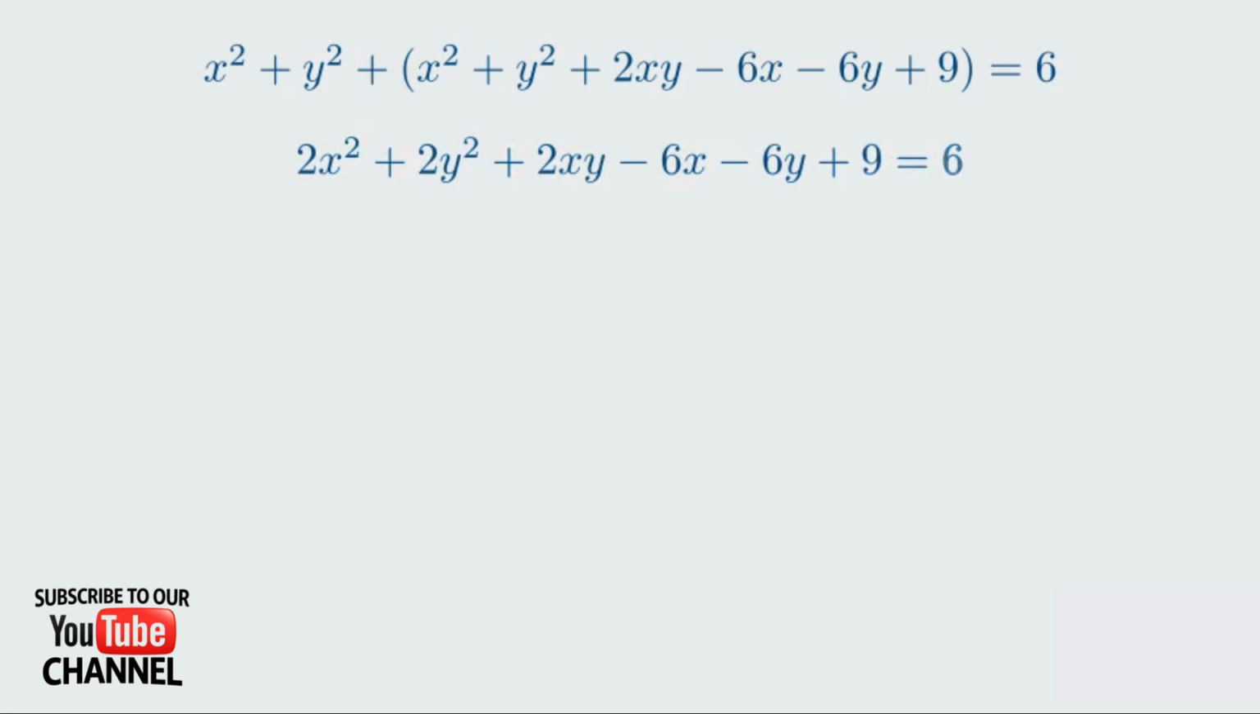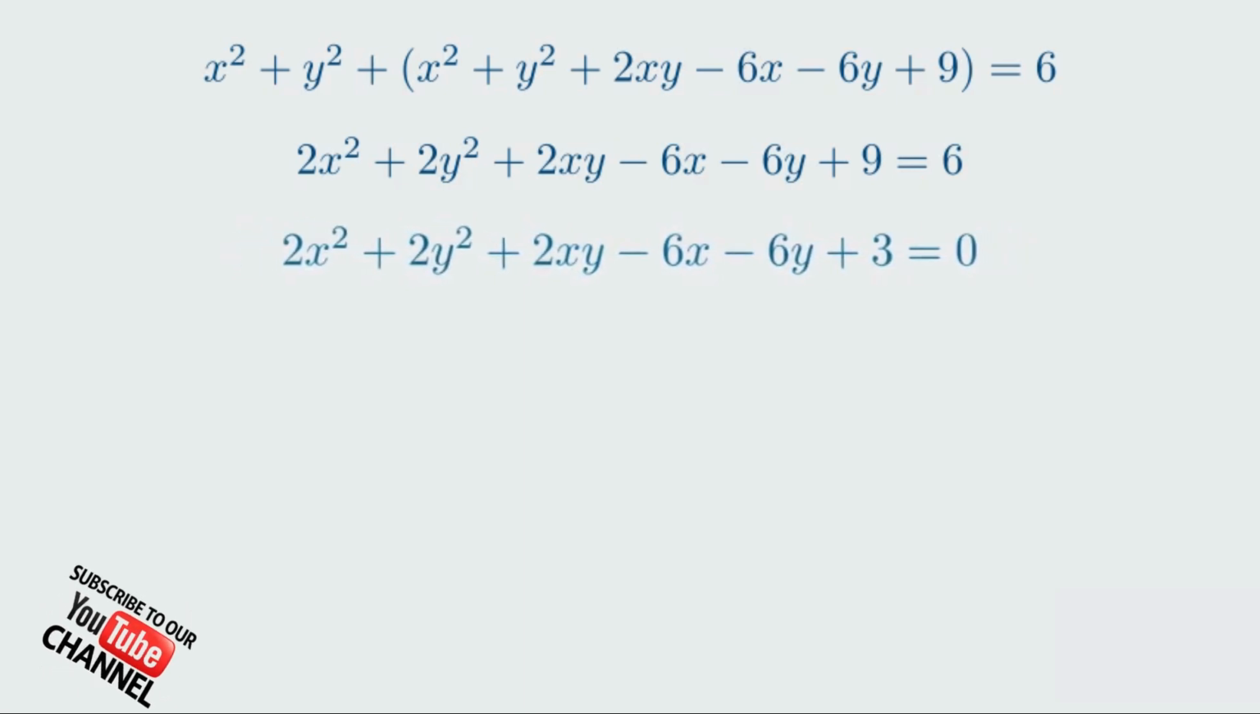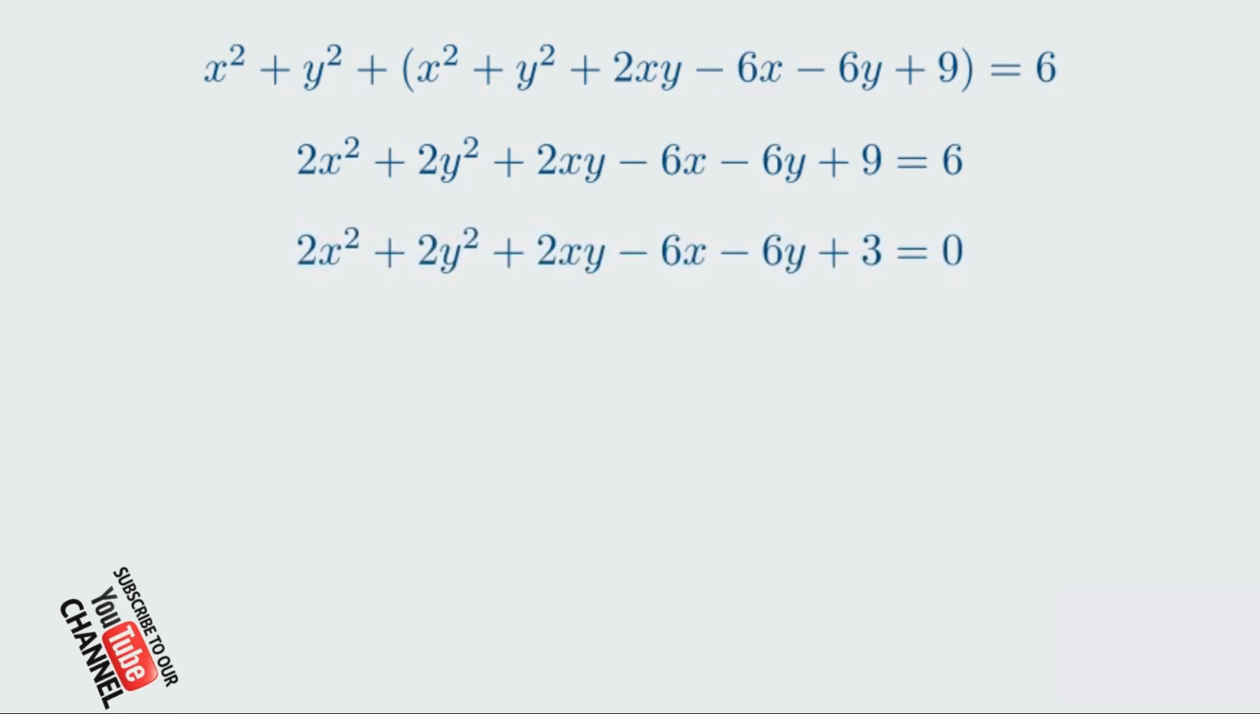We're almost there. The last step in simplifying is to get rid of the constant on the right side. We can subtract 6 from both sides of the equation. Subtracting 6 from 9 gives us 3. This quadratic equation in x and y represents the projection of the intersection circle onto the xy plane. It's a key result we'll use to find x and y. Solving this new quadratic equation, 2x squared plus 2y squared plus 2xy minus 6x minus 6y plus 3 equals 0, is tricky. It's a rotated ellipse.